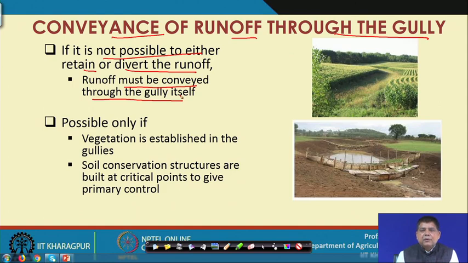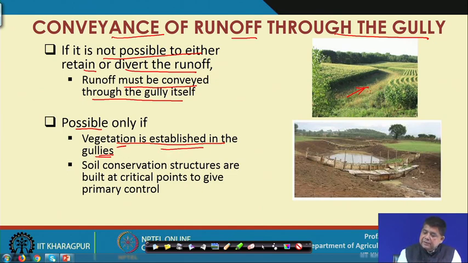So, the gully has to be used for conveying the excess flow, and that can be possible if vegetation is established in the gully. Since we do not have any option but to allow the flow to pass through the gully, we must take precautions that the flow is at a non-erosive velocity, that it does not cause any erosion of the gully bed or the gully sides, so that the size of the gully may not extend. For non-erosive flow velocity, it is essential that vegetation is established in the gully.